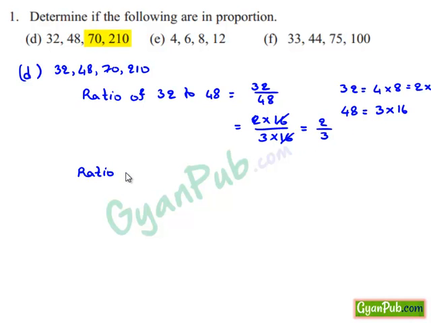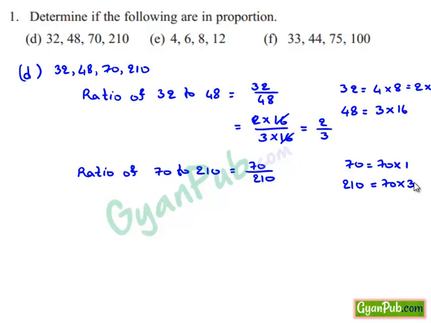Similarly, ratio of 70 to 210 is equal to 70 upon 210. Here 70 is equal to 70 times 1 and 210 is equal to 70 times 3. By rewriting this, 70 times 1 upon 70 times 3, 70 in the numerator and 70 in the denominator gets cancelled, which gives the ratio of 70 to 210 as 1 upon 3.